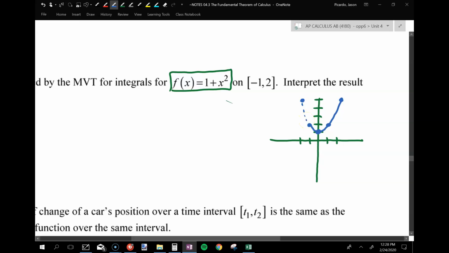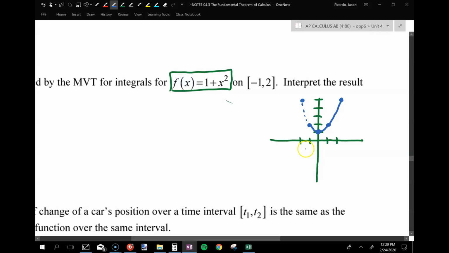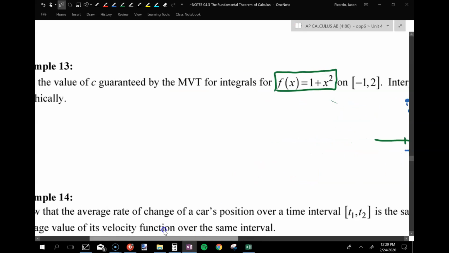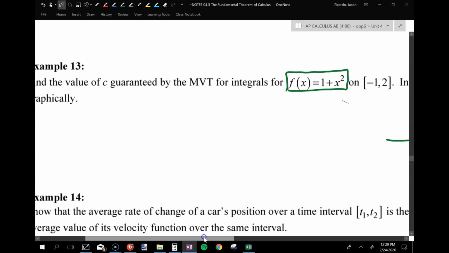Now I just put those dots on there, guys, because I don't really care about those. Specifically because this problem said I wanted to only look at the values between -1 and 2. Guys, what does this problem say? It says find the value of c guaranteed by the mean value theorem for integrals.